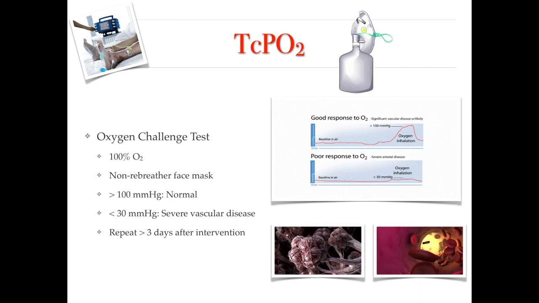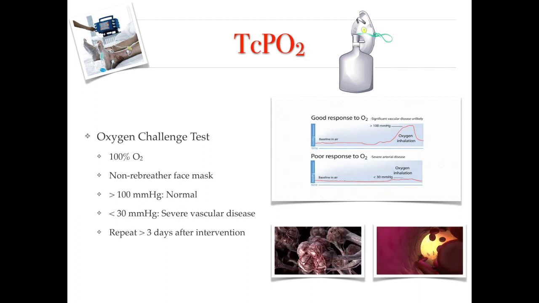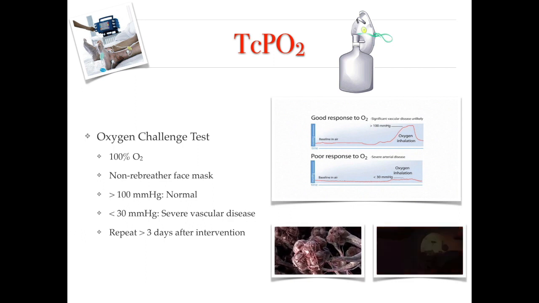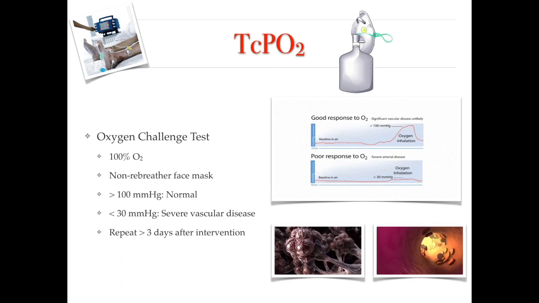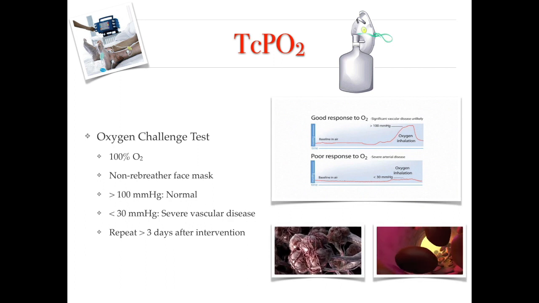As mentioned before, the oxygen challenge test involves 100% oxygen with a non-rebreather face mask. Values in excess of 100 millimeters mercury when doing a transcutaneous oxygen pressure is normal. Values less than 30 millimeters mercury indicates severe vascular disease. If the patient has been subjected to intervention, it might be of value to repeat the TCPO2 more than 3 days after the intervention.